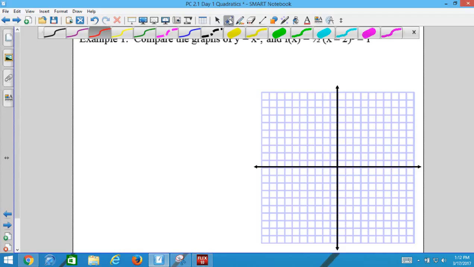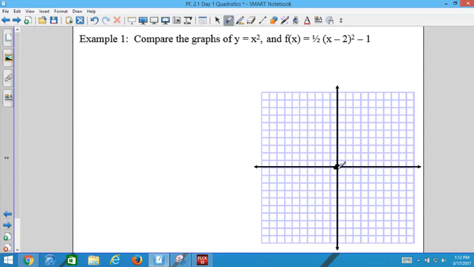Okay, so same thing. Let's bust out that parent function. You're going to go 0, 0, and then you're going to go out 1, up 1, out 2, up 4, out 3, up 9. I'm just saying perfect squares. 1, 1, 2 squared is 4, 3 squared is 9, and 0, 0. Right. So that's your parent function.